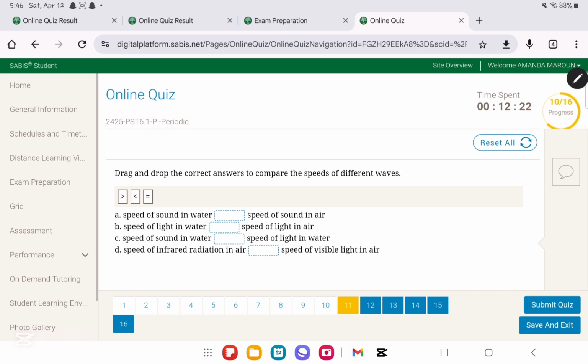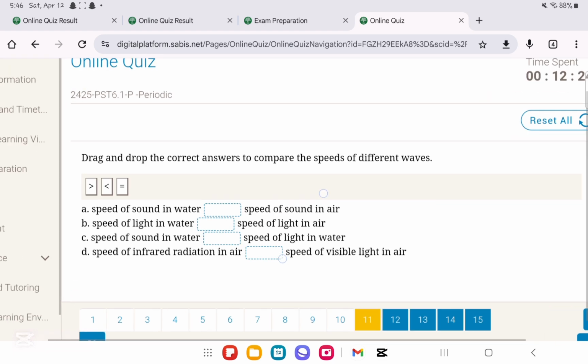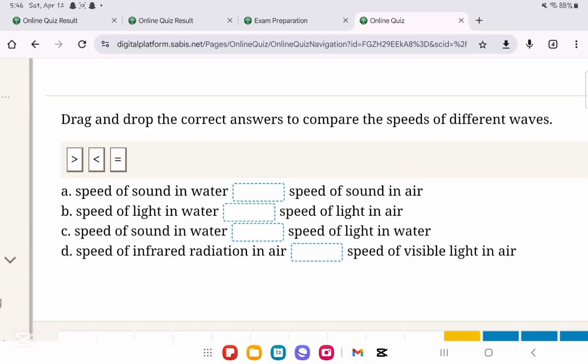Now here, this is something very interesting. We know, first of all, the speed of sound in water versus the speed of sound in air. We know, first of all, that sound is what?